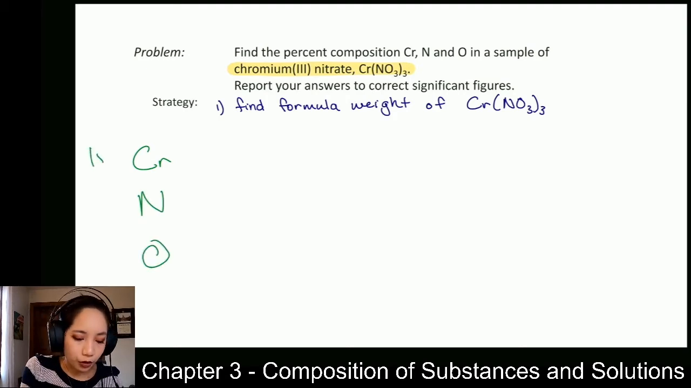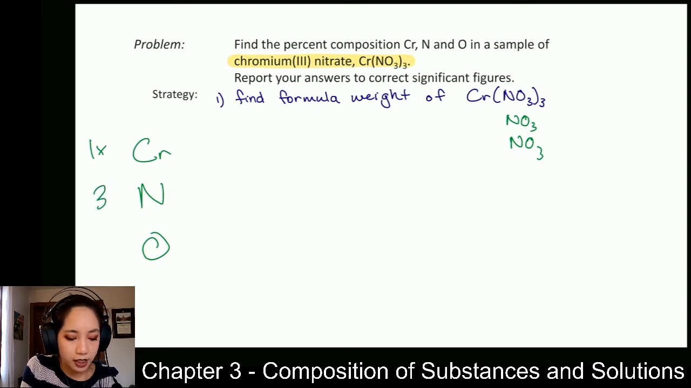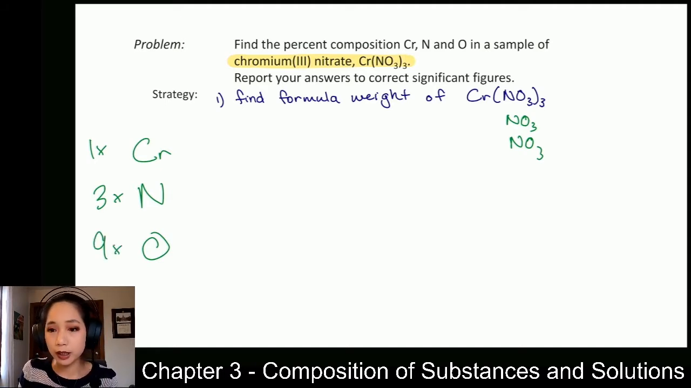So there's chromium present, there's nitrogen, and there's oxygen. There's only 1 chromium. We look at nitrogen, so there's 3 nitrate anions present. So there's a total of 3 nitrogens. We'll have to take that into account when we apply those atomic weights of chromium, nitrogen, and oxygen. And then oxygen, how many oxygens are there? Since there's that 3 subscript, we do 3 times 3, so there's a total of 9 oxygens present in this chemical formula. Again, I'm doing the same work as I did before.